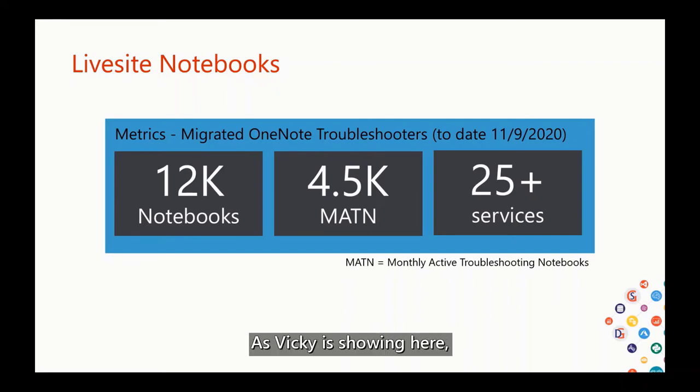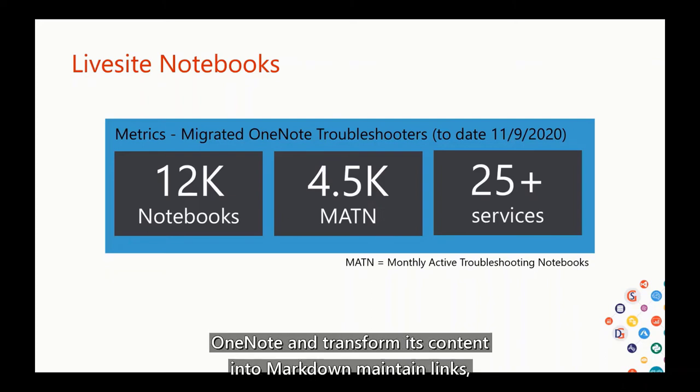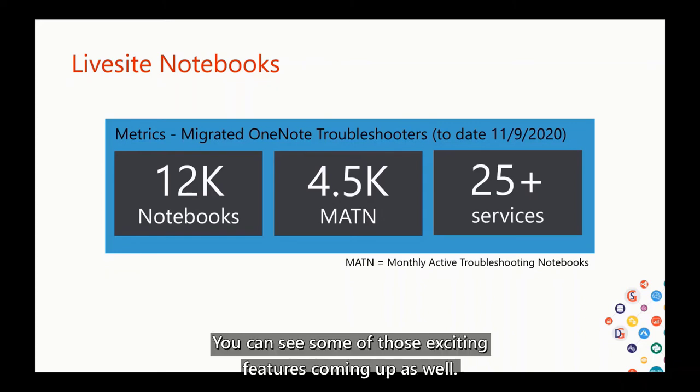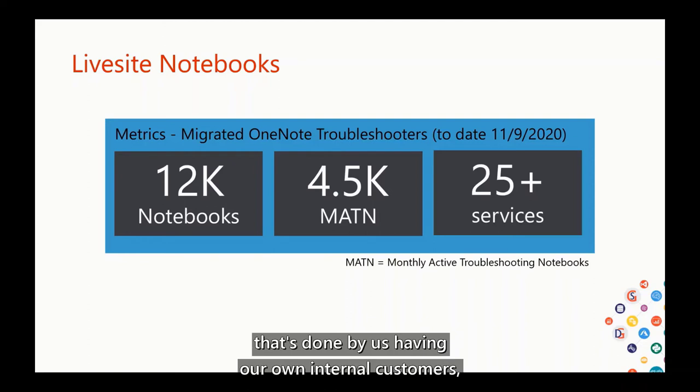And as Vicky is showing here, we have thousands of notebooks now converted. We built an entire automated pipeline to convert OneNote and transform its content into Markdown, maintain links, bunch of cool features there. I think you'll see some of those exciting features coming up as well. There's just a great acceleration that's done by us having our own internal customers. We're able to quickly turn releases into our insiders release and get new features out. And it's pushed the notebook functionality forward much faster than we had done before. And it's giving our live site engineers a much richer, better managed experience around all their content.